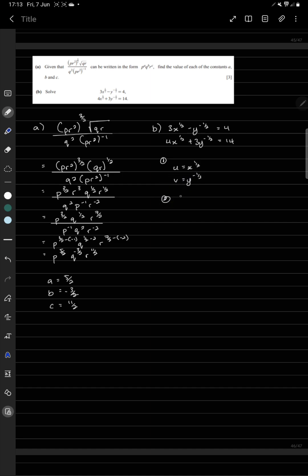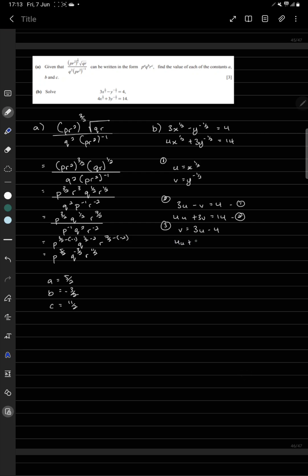Okay. Step 2, I'm going to substitute this. So I'll get 3u minus v equals 4. 4u plus 3v equals 14. Okay, now moving on to the next step, I'm going to use substitution. Equation number 1, equation number 2. Take equation number 1, I'm going to make v the subject, so I'll immediately bring v to the side. I'll get v equals 3u minus 4.